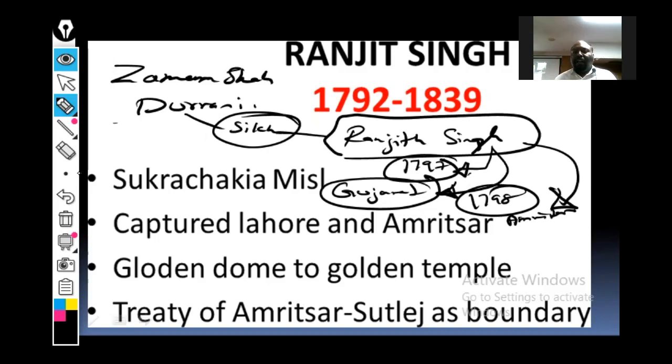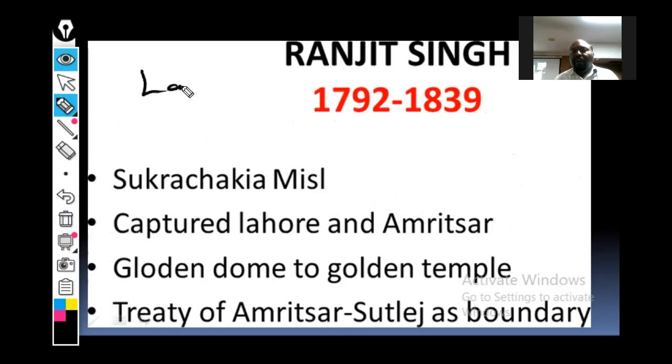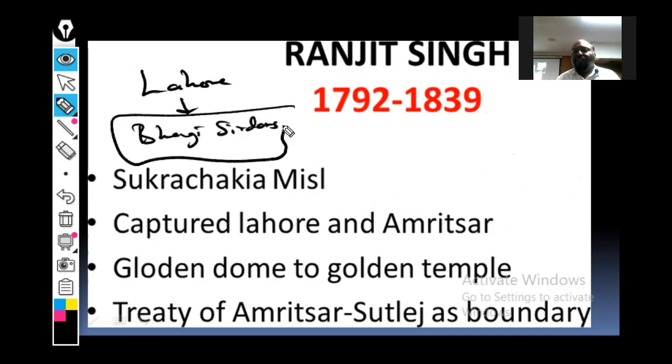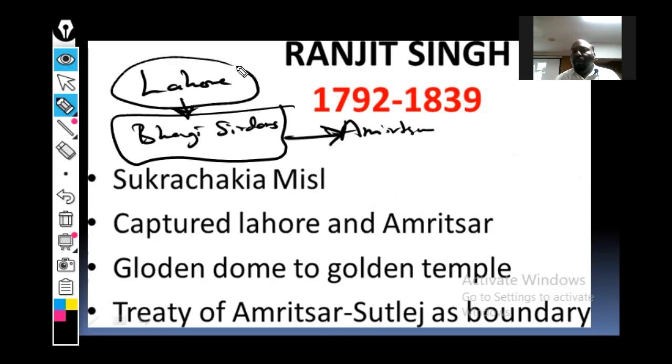In the Lahore area, who are there? The Bangi Sirdars. These Bangi Sirdars were controlling the Lahore area as well as the Amritsar area. So when Ranjit Singh captures Lahore, he defeats the Bangi Sirdars. Later in 1799, he also goes and wants to claim Amritsar. So the Lahore area comes under his control in 1799.